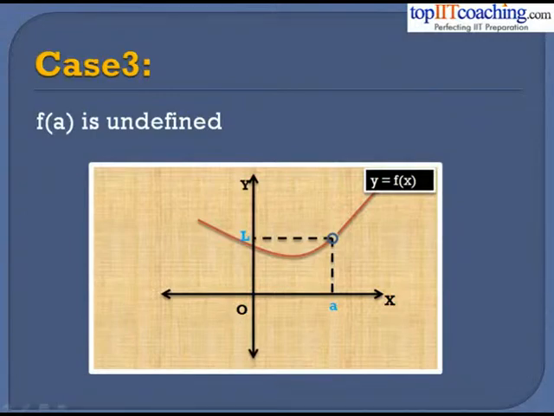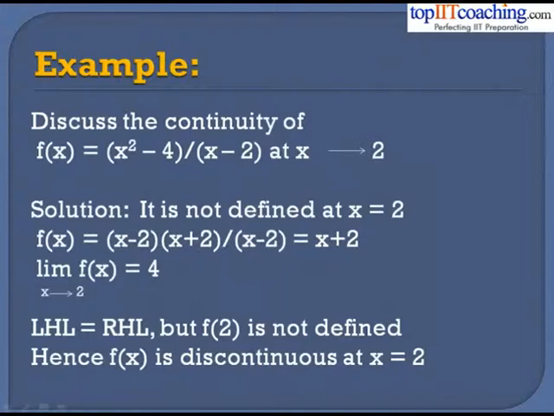So once again we try to see an example. Discuss the continuity of f(x) equal to x square minus 4 divided by x minus 2 at x tending to 2. So we have to discuss the continuity of f(x) at the point x equal to 2. Now we clearly see that it is not defined at the point x equal to 2. So if we put the value of x equal to 2, this function f(x) becomes undefined.